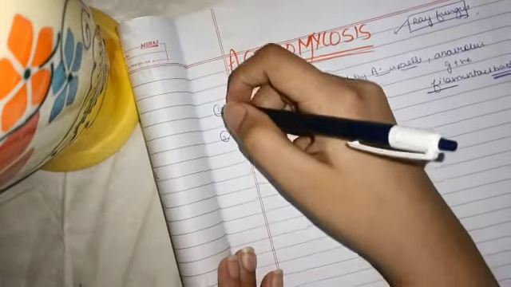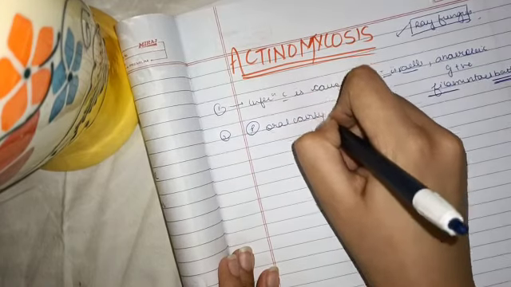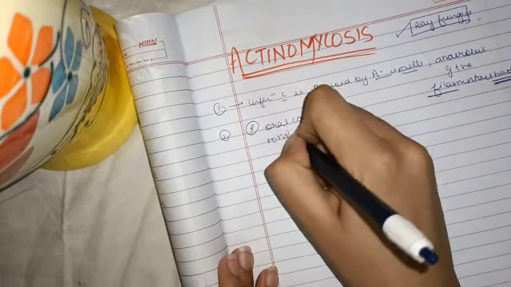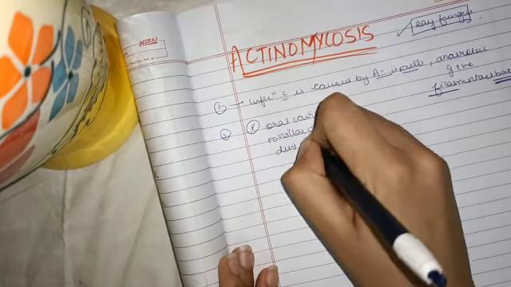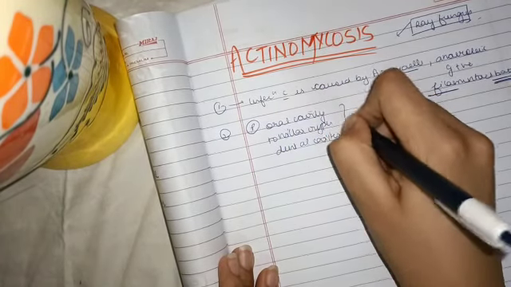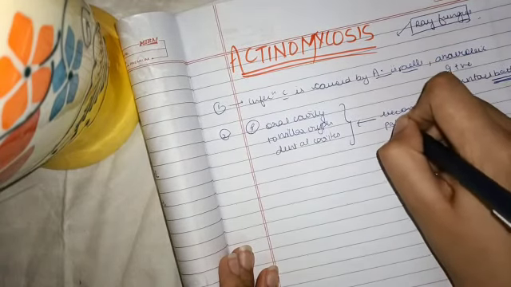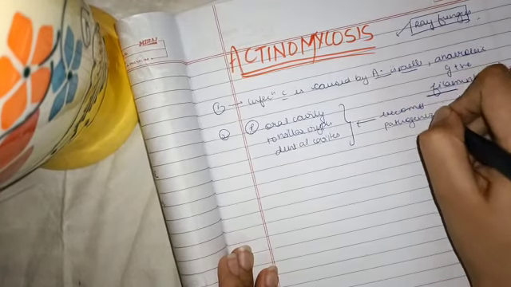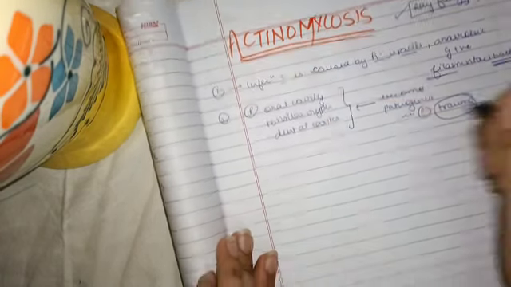And secondly, it is normally present in the oral cavity, the tonsillar crypts, and also the dental cavities, and it will become pathogenic when there is presence of trauma. So it becomes pathogenic in presence of trauma. All right. Now let's talk about the types.